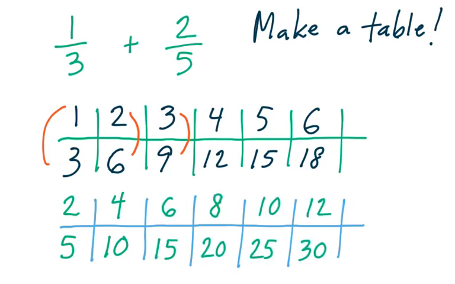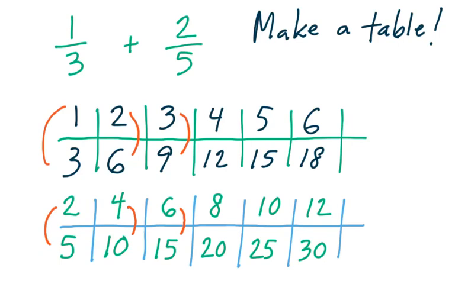Remember, this table for 2/5 shows us fractions that are equivalent to 2/5. So that means that 2/5 is equal to 4/10, which is also equal to 6/15, etc. Now we can look at the top table and the bottom table and try to find 2 denominators that are equivalent. Look and see if you can find the 2 fractions, one from the top table and one from the bottom table, that have a common denominator. Pause the video and see if you can do this.